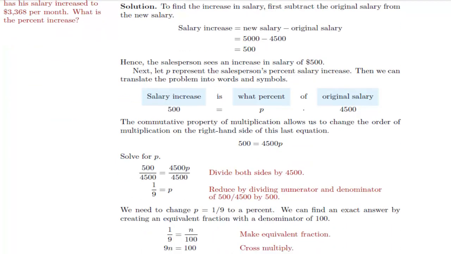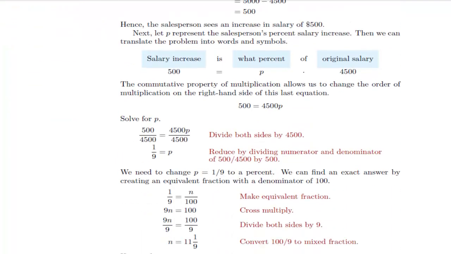Solve for P. To solve for P, divide both sides by 4,500. On the right, 4,500 times P divided by 4,500 is P, and on the left, 500 over 4,500 reduces to 1 over 9 if we divide both numerator and denominator by 500. We need to change P equals 1 over 9 to a percent. We can find an exact answer by creating an equivalent fraction with a denominator of 100.